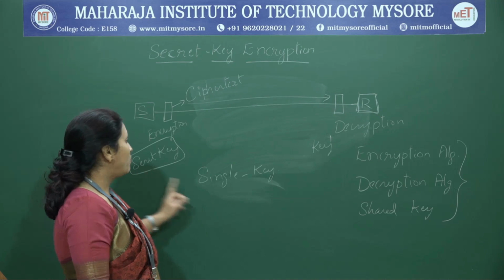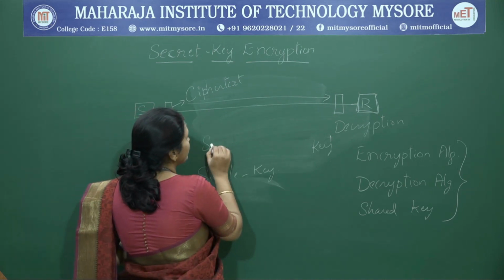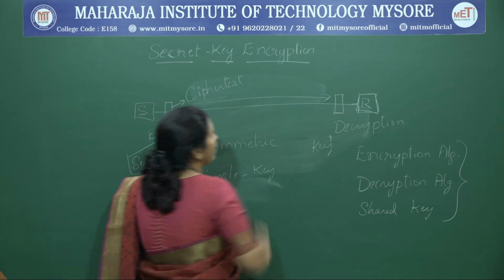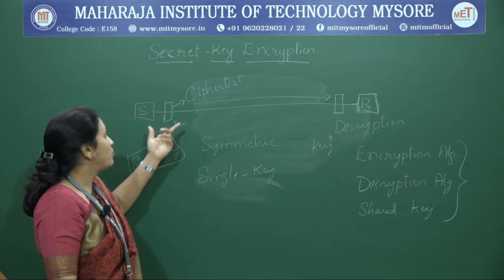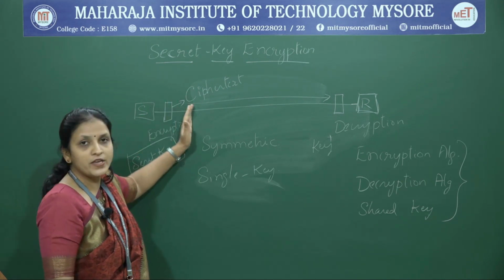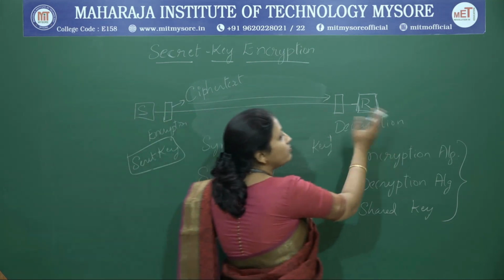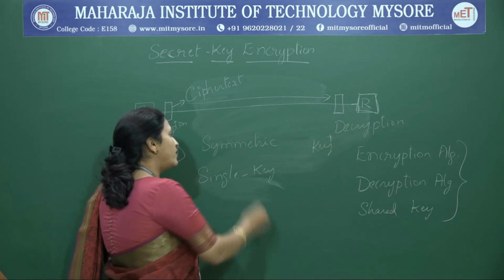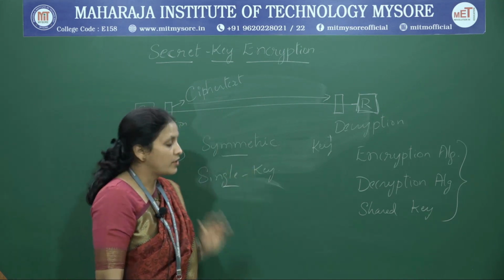So, we have seen why we are calling this single key, and one more term I have used, that is symmetric. Why is it called a symmetric encryption protocol? Because whatever procedure we follow during the encryption phase of the message is followed in a reverse order here at the decryption phase. So, it is called symmetric. So, this is about the secret key encryption.